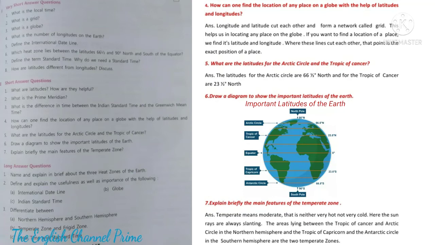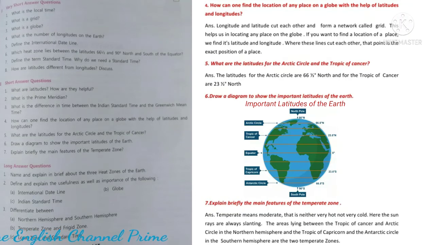Fifth question. What are the latitudes for the Arctic Circle and the Tropic of Cancer? Answer, the latitude for the Arctic Circle is 66½ degrees north and for the Tropic of Cancer is 23½ degrees north.